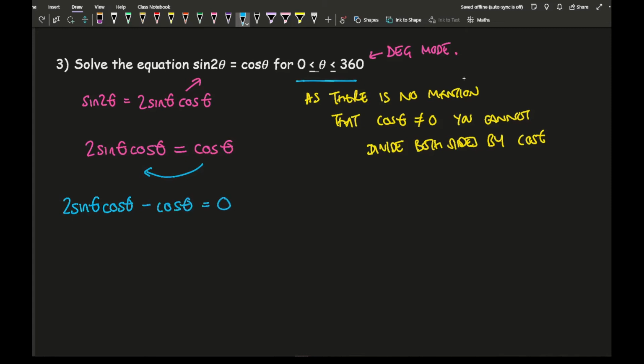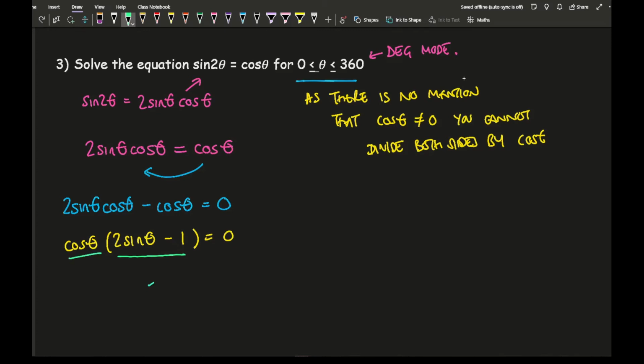So we've got 2 sine theta cos theta minus cos theta equals 0. From this, we can factorize with respect to cos theta: cos theta times (2 sine theta minus 1) equals 0. If you were to divide by cos theta, you would lose a set of values. You'd only end up with 2 sine theta minus 1, and you could only solve that, so we'd miss this value here. That's where the biggest problem is.